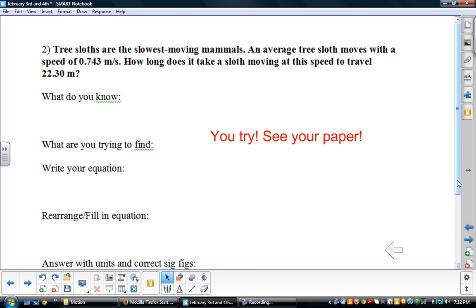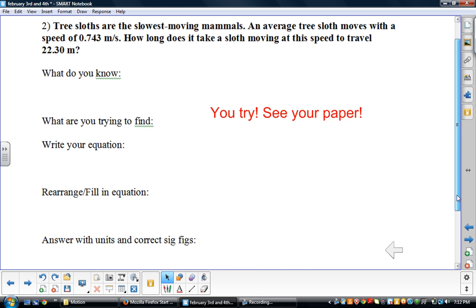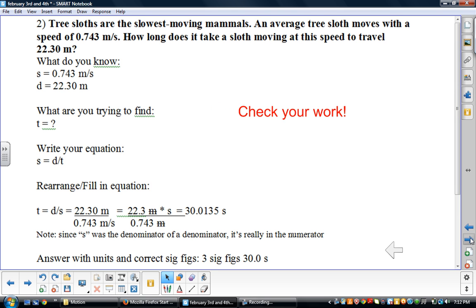Here is question number 2. Pause the video so they have time to work it out on their own paper. And here is the key. Pause it so they can check their work.